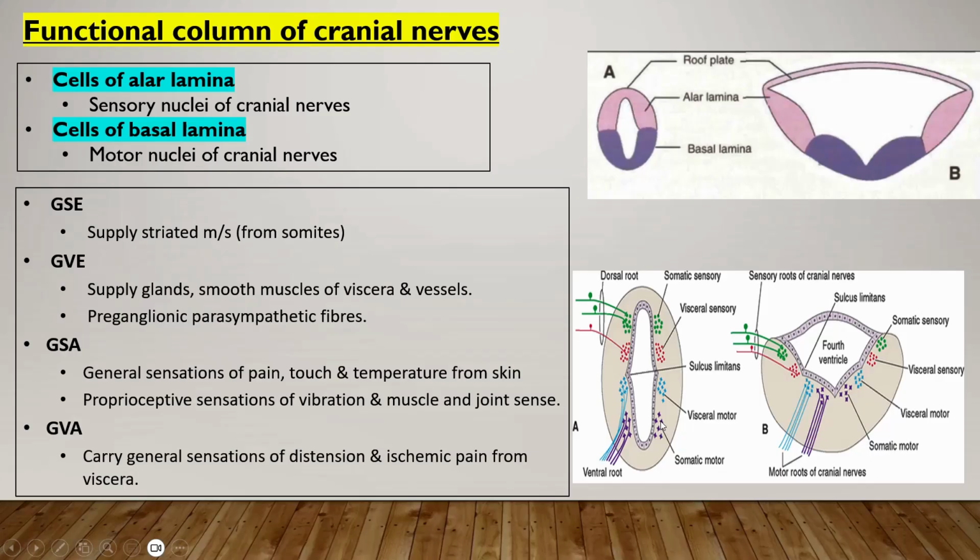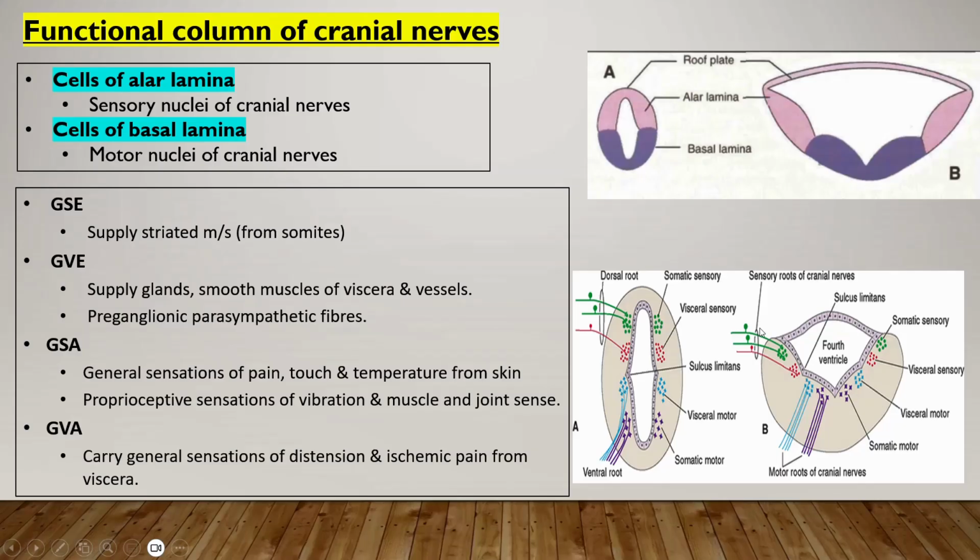So here we are able to see somatic, motor, efferent, and here we are going to see general, visceral, efferent. On the alar lamina we are able to see the visceral sensory nuclei, so we can say general, visceral, afferent, and away from the sulcus limitans those are the somatic sensory, so we can say general, somatic, afferent.